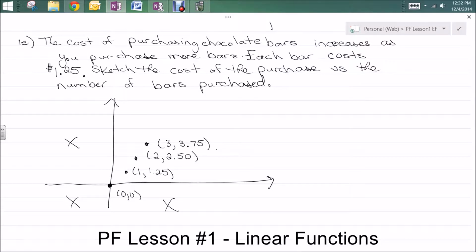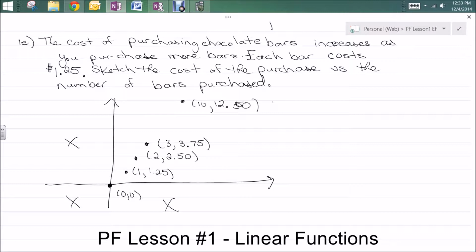Okay? I could keep going and I could say there's a point later on where I buy 10 chocolate bars and they cost $11.25. No, they don't. $12.50. Okay, and so on and so forth. And I could find various points.